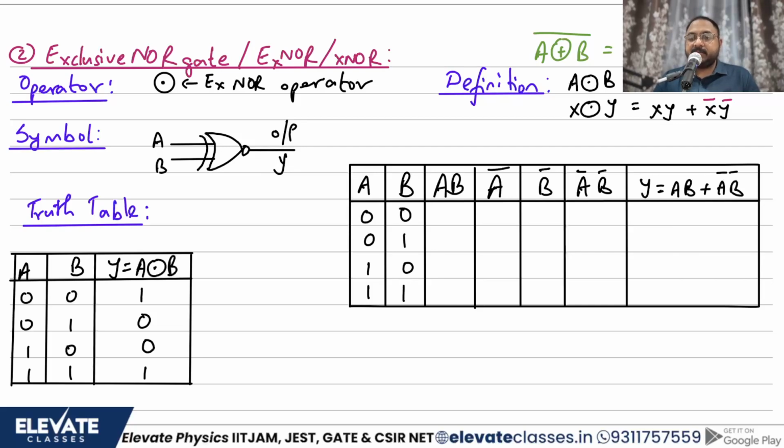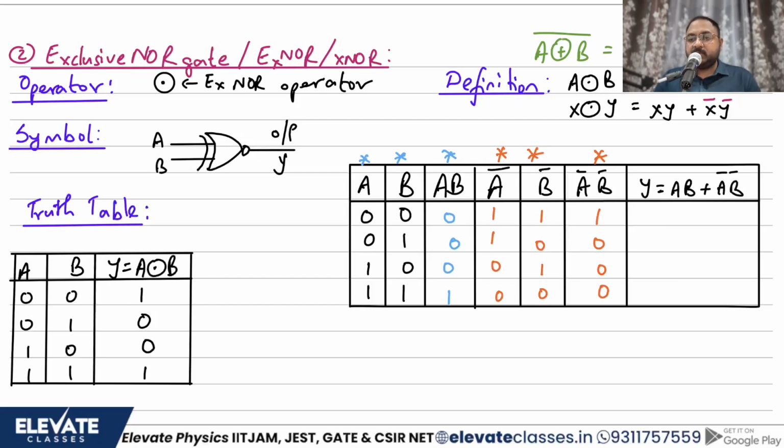First, let's find the product of A and B. So 0 into 0 is 0, 0 into 1 is 0, 1 into 0 is 0, and 1 into 1 is 1. We found this column. Now let's do A bar and B bar. A bar will be 1, 1, 0, 0. B bar will be 1, 0, 1, 0. Now let's take the product of these two, A bar into B bar. 1 into 1 is 1, 1 into 0 is 0, 0 into 1 is 0, 0 into 0 is 0.